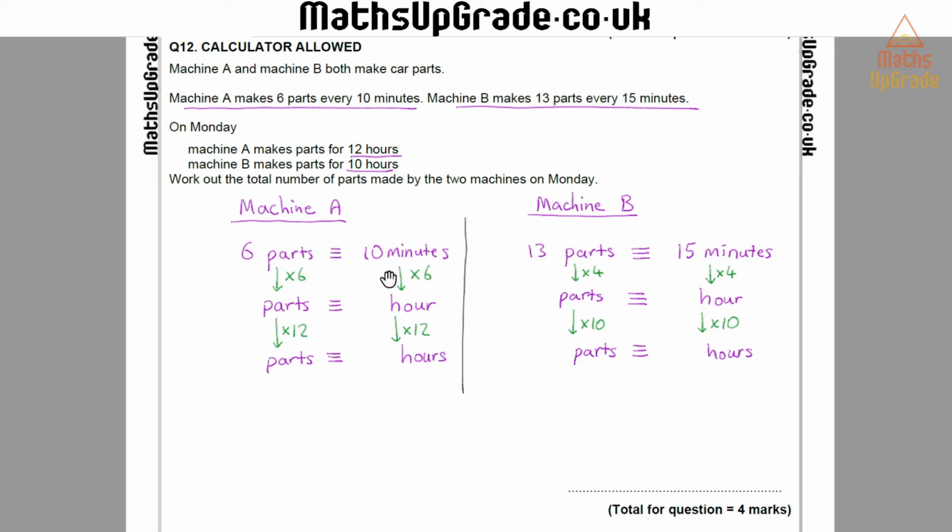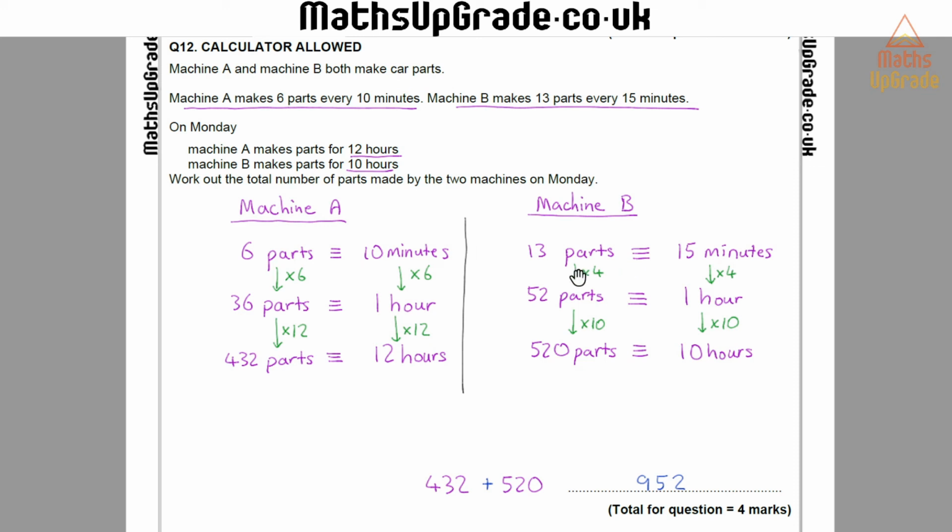Now, if I need to work out the number of parts it makes in 12 hours, I'm first of all going to convert this 10 minutes into 1 hour by times it by 6, since 10 times 6 gives 60 minutes, and 60 minutes is 1 hour. So if I times it by 6, this times the number of parts by 6. So it must make 36 parts in 1 hour. Now, for 12 hours, I'm going to times this by 12, and times this by 12. That gives me 432 parts for machine A.